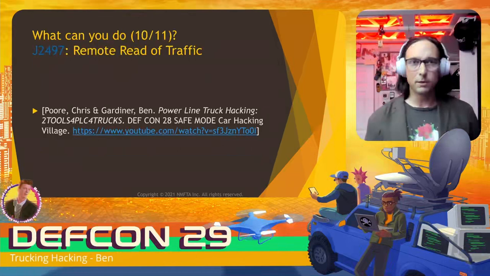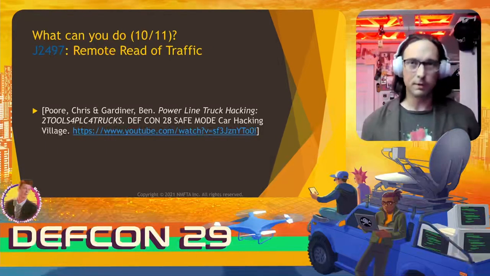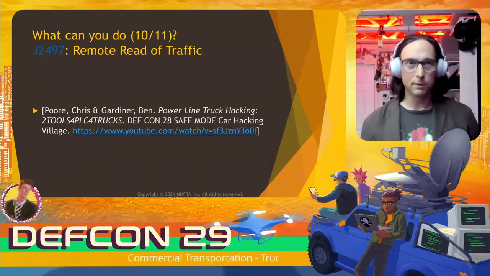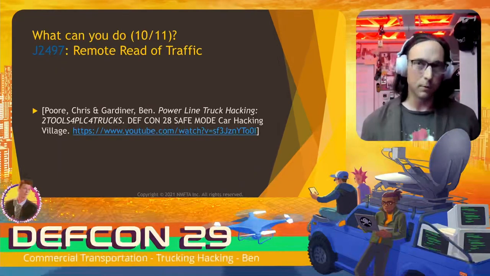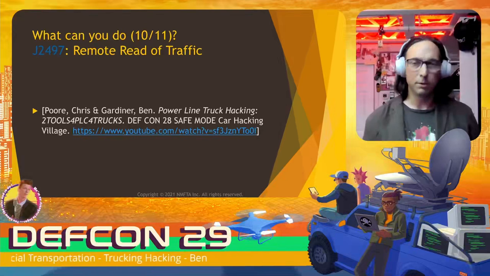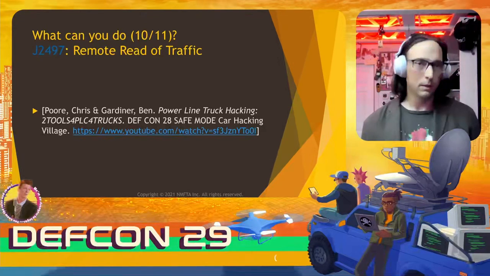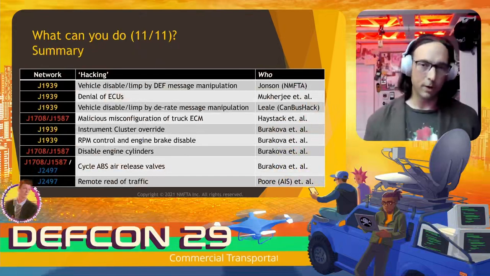So last up is reading remote traffic from J2497. We mentioned this in the technicals of J2497. So we did find that you could cycle the ABS pressure valves, but when you're just reading traffic, it's possible to get it from 6 feet away. And this was published as a CISA advisory last year, and also got a CVE. So in summary, there's plenty of things you can do in J1939, J1708, and J2497.